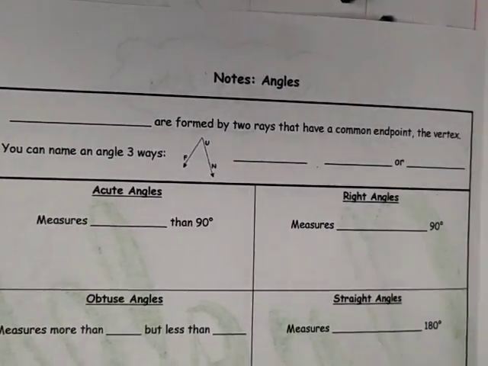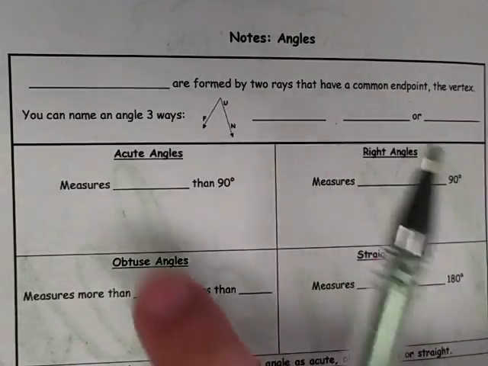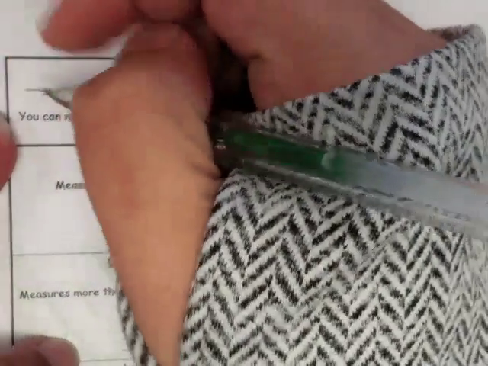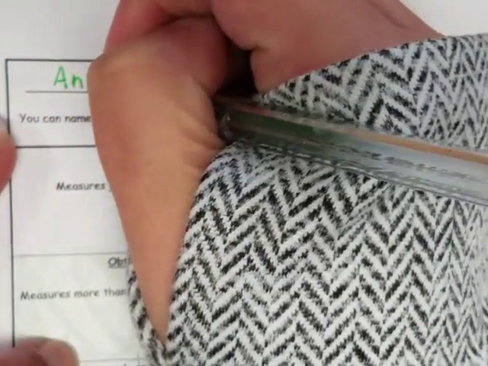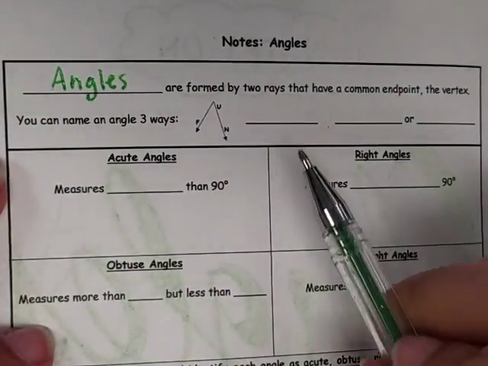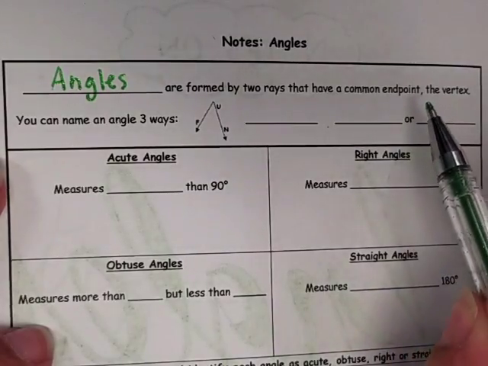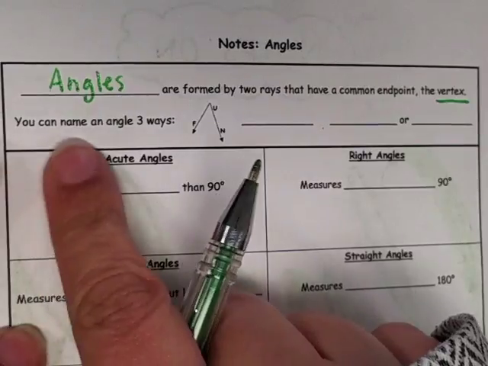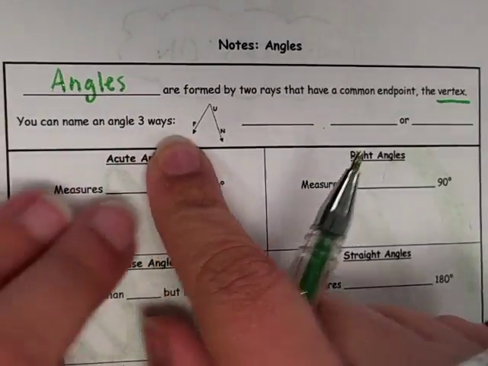All right, so if we get started over on the left side, some information that we need to know: angles are formed by two rays that have a common endpoint, which is called the vertex. You can name an angle three ways.